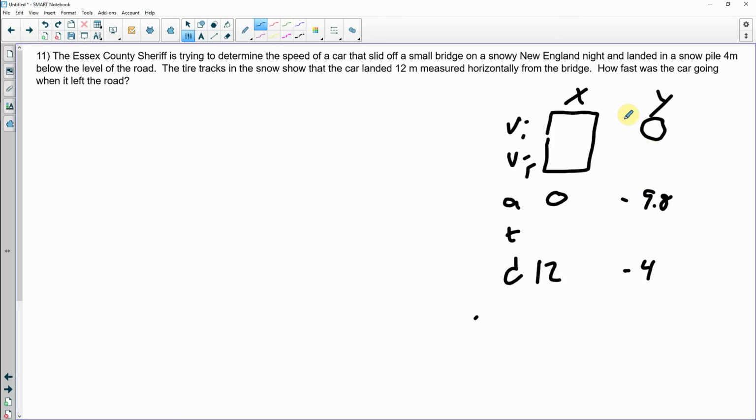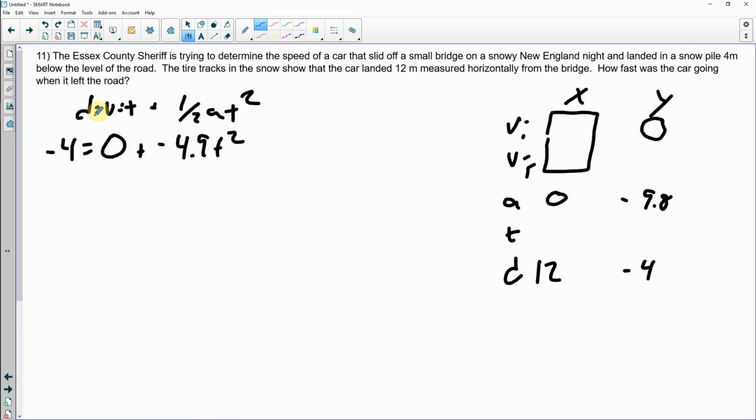Again, we're going to use the y to find the time, and then we're going to be able to go back and calculate the velocity. So let's do that. I've got a D, a VI, and A, so I can do D equals VIT plus 1/2 AT squared. Negative 4 equals 0 plus negative 4.9 T squared. It's 1/2 of negative 9.8. Again, this is all y stuff. So negative 4, this is going to go away because it's 0 plus.